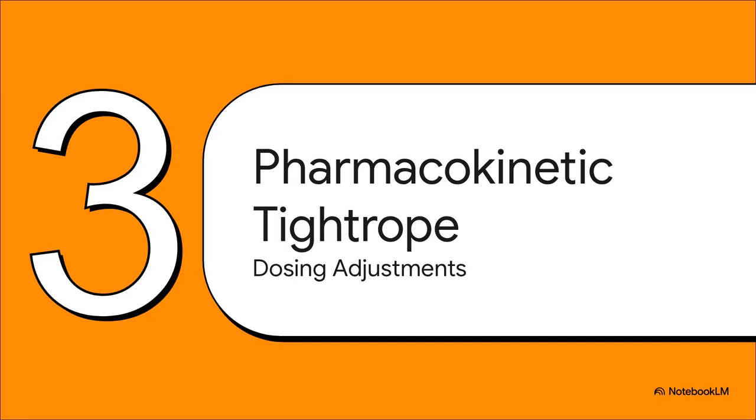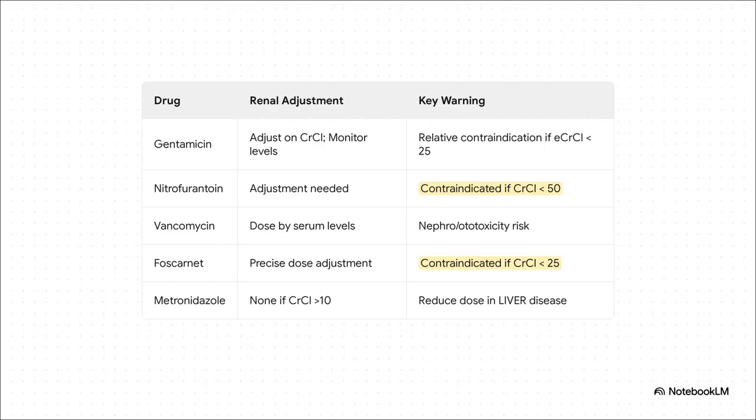This case leads us perfectly into our next section, which is the daily tightrope walk of pharmacology in these patients. This isn't just about reducing a dose by 25%. It's about fundamentally rethinking a drug's entire journey through a body whose clearance systems are compromised. And just look at this table. It screams one thing: there is no universal rule. For drugs like gentamicin and vancomycin, you are flying blind without therapeutic drug monitoring.